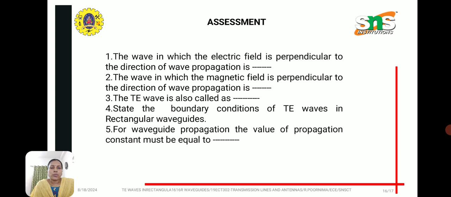These are the assessment questions. The wave in which the electric field is perpendicular to the direction of wave propagation is transverse electric. The wave in which the magnetic field is perpendicular to the direction of wave propagation is transverse magnetic. And the TE wave is also called the H wave. Next, the boundary conditions for TE waves in rectangular waveguides. For waveguide propagation, the value of the propagation constant must be equal to jβ.